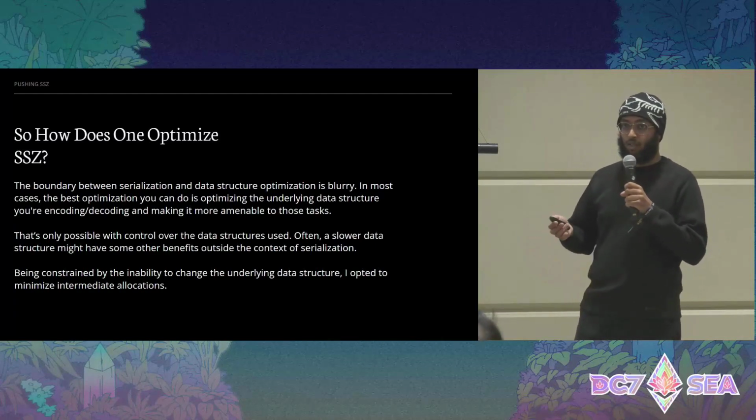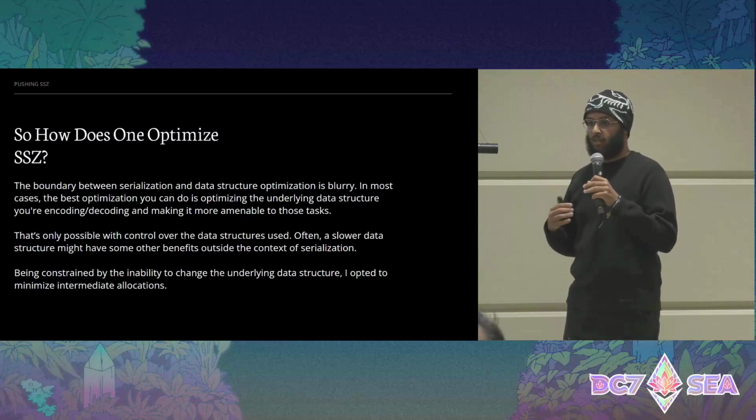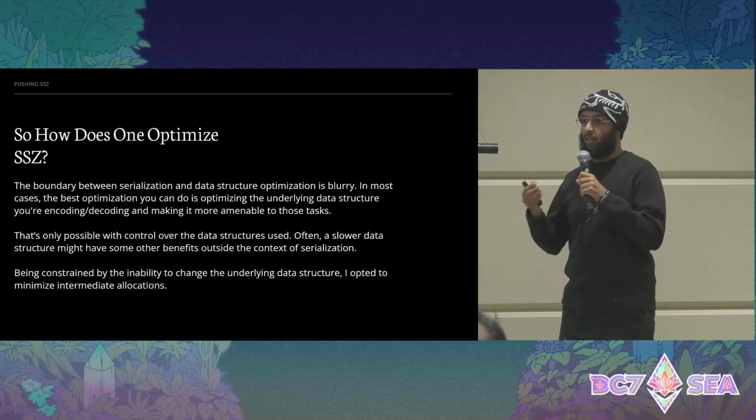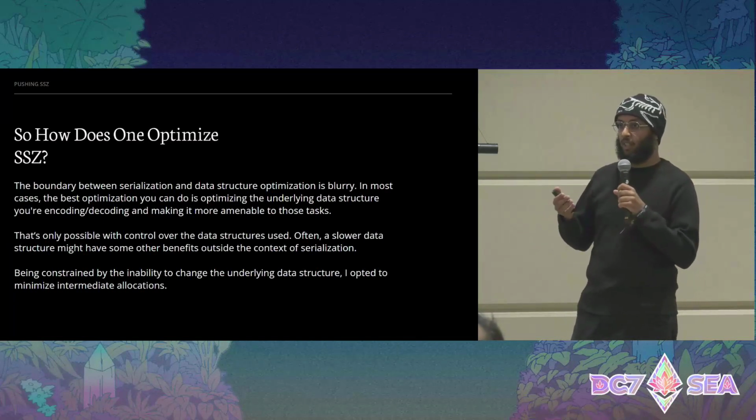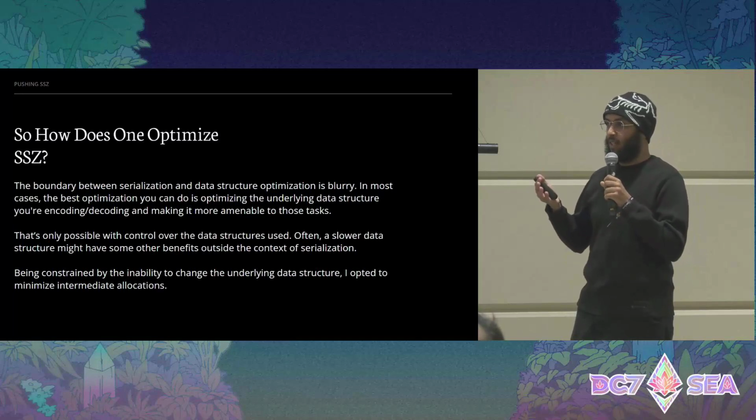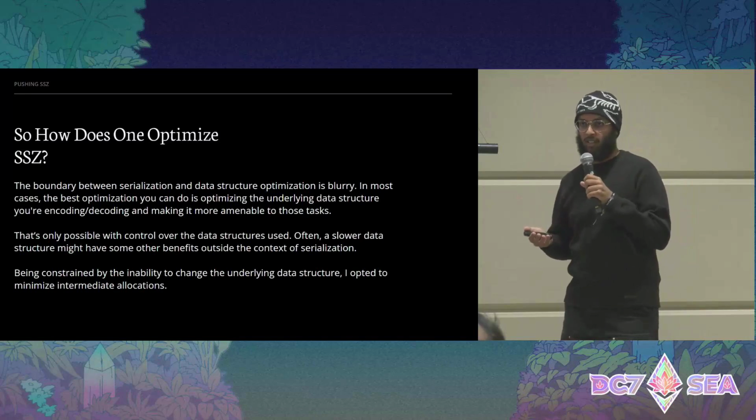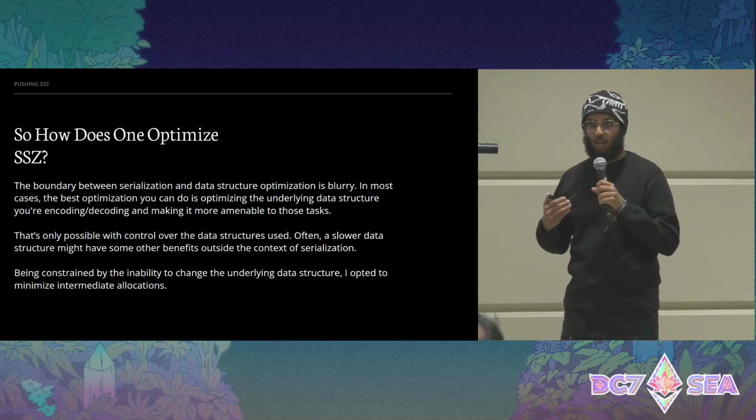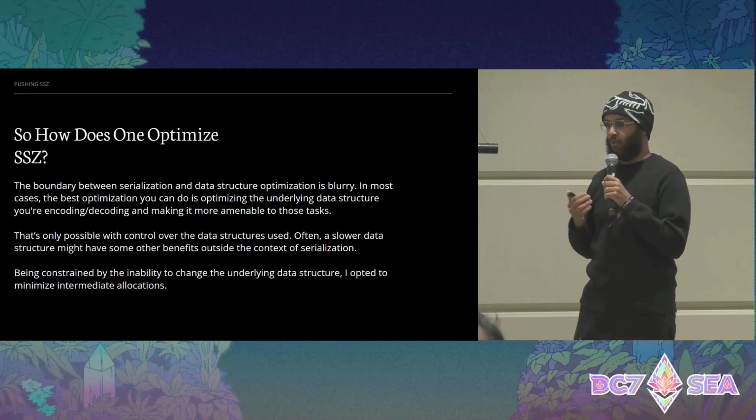There's a lot of techniques you can do to optimize this. You can lay out your data in memory so it's aligned to the word boundaries, and there are other techniques like zero copy deserialization where you can simply cast your bytes into your type. That's only really possible when you have control of the underlying data structures, which I did not have for this project. And there's a lot of reasons why you might not want to just rewrite your types with serialization in mind.